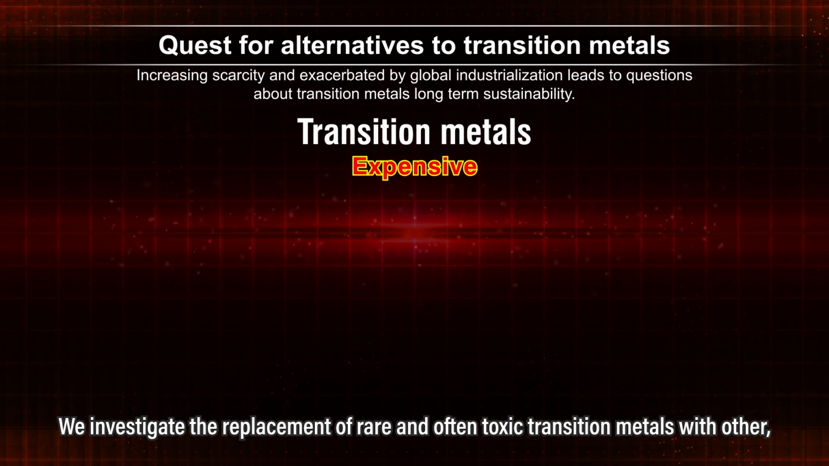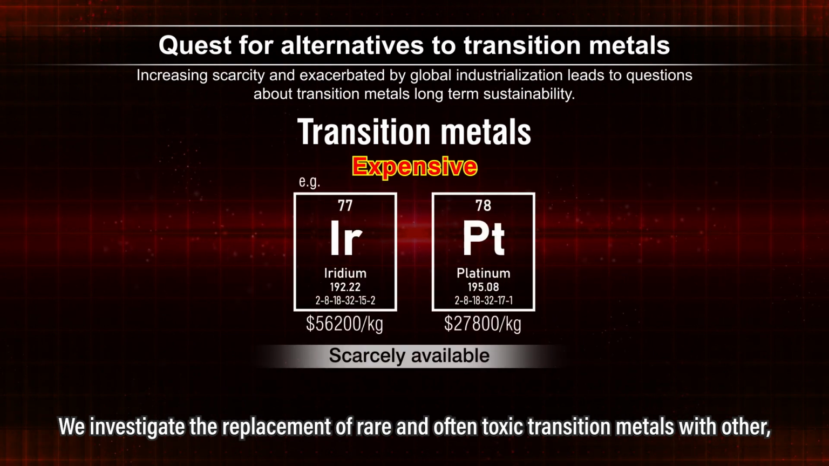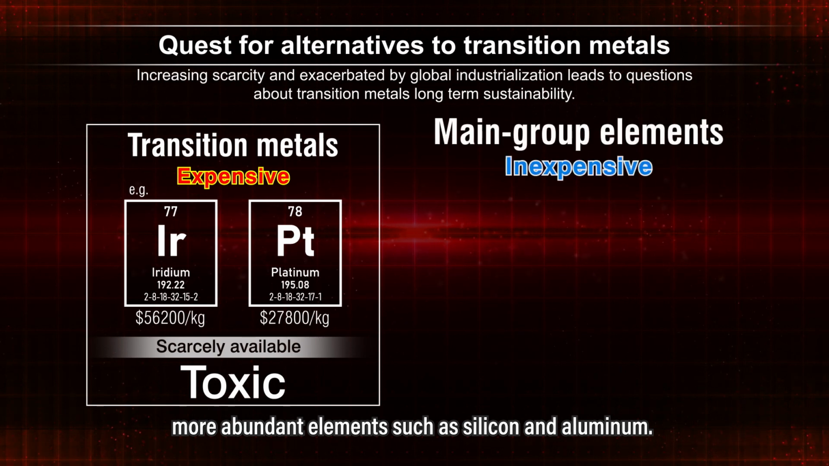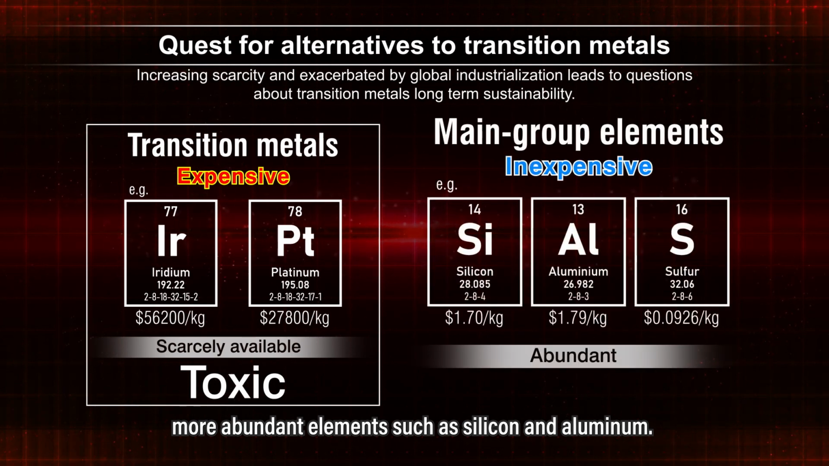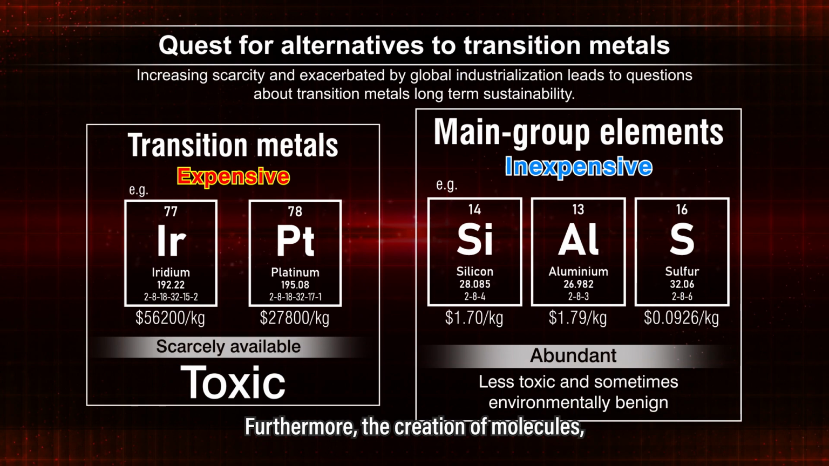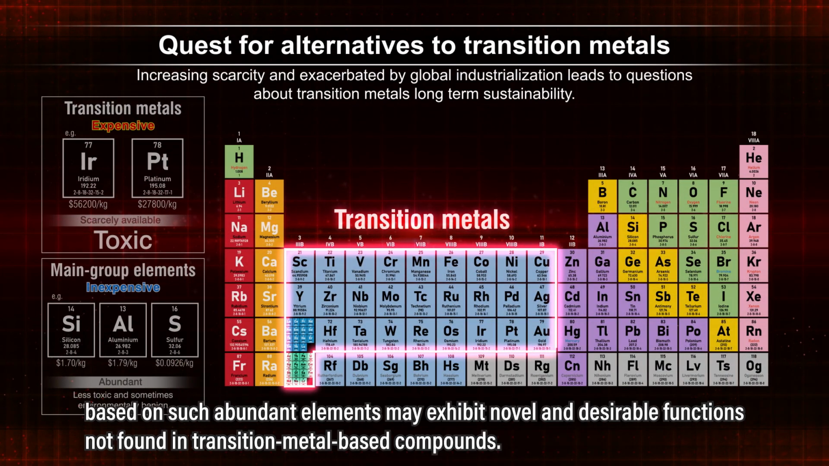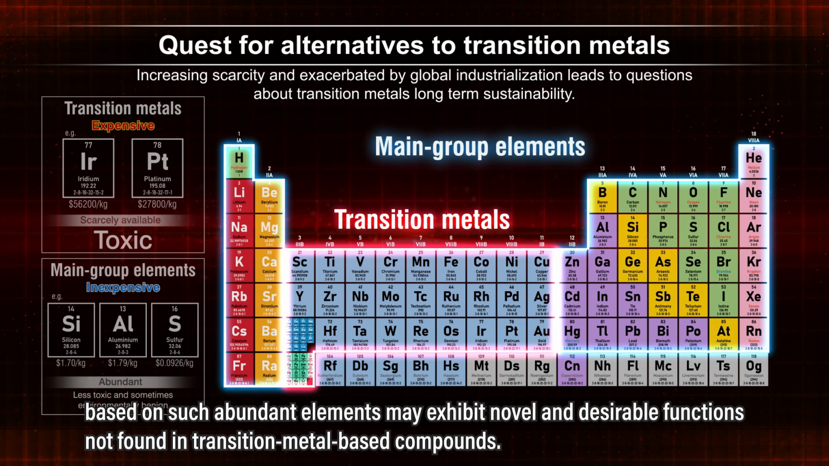We investigate the replacement of rare and often toxic transition metals with other, more abundant elements such as silicon and aluminum. Furthermore, the creation of molecules based on such abundant elements may exhibit novel and desirable functions not found in transition metal-based compounds.